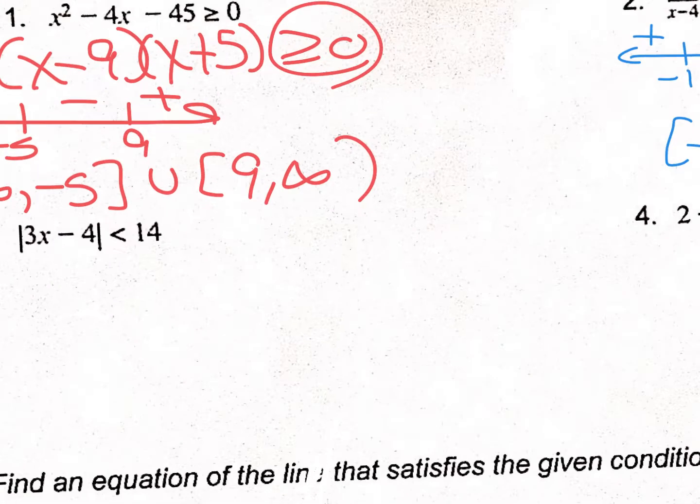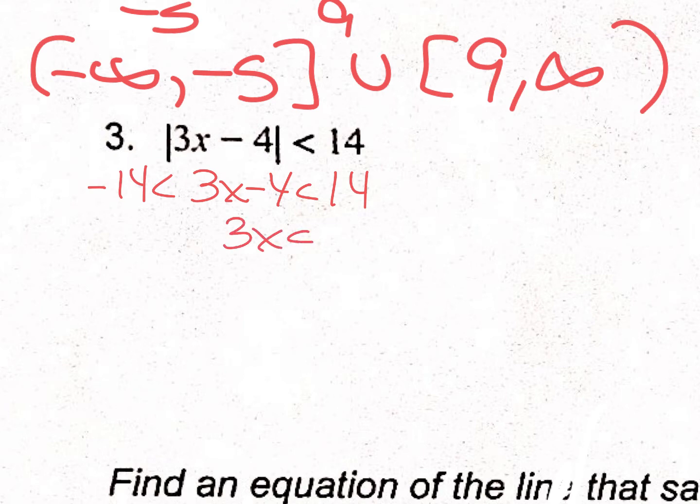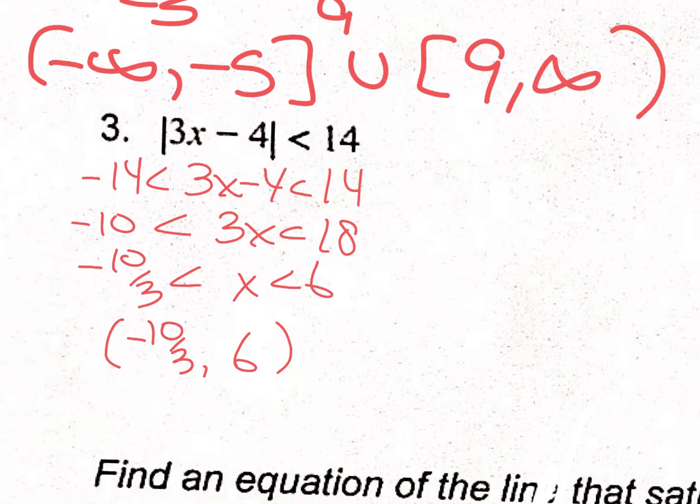Let's go number 3. Number 3 is absolute value, and it's less than, which means it's an and problem. So I'm going to write, remember, 2 bars, 2 answers, 2 bars. One answer is 14. The other answer is -14. I'm going to add 4 to each side. That becomes 18. This side becomes -10. Divide by 3. You get 6 and also -10 thirds. Write your interval notation. I'm going to say -10 thirds, comma 6, and that is in parentheses because there's no equal to on that one.